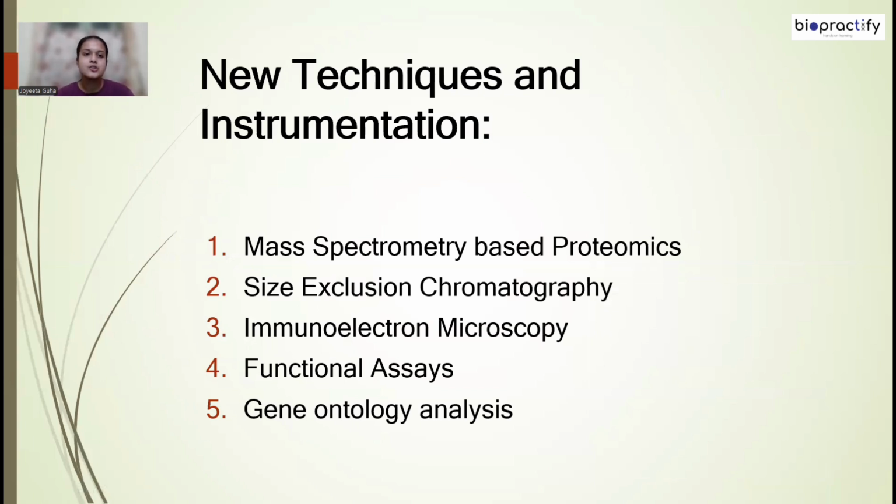The new techniques in instrumentation used: mass spectrometry-based proteomics. In proteomics, various processes have been used earlier, but this was the first experiment where mass spectrometry was incorporated. Size exclusion chromatography, in short, we all know this as SEC. This is used to obtain the sample in its purest form, and it is a very useful method. Immunoelectron microscopy is used to produce very high resolution images to determine the diameters, the sizes, and the distribution of the exosomes in the sample.